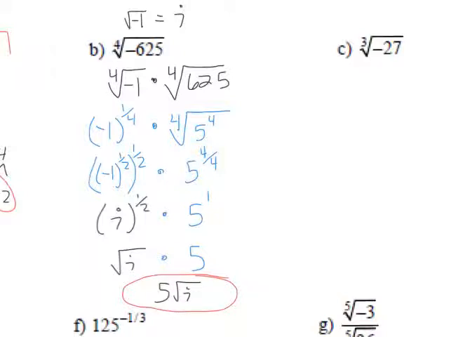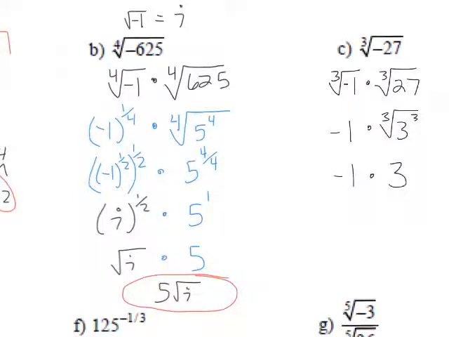So let's take this the same way we did. The third root of -1 times the third root of 27. And the third root of -1 is actually -1, because -1 times -1 times -1 is -1. And then this, we could think of as the third root of 3 to the third, or very simply, -1 times 3. So we get an answer of -3.